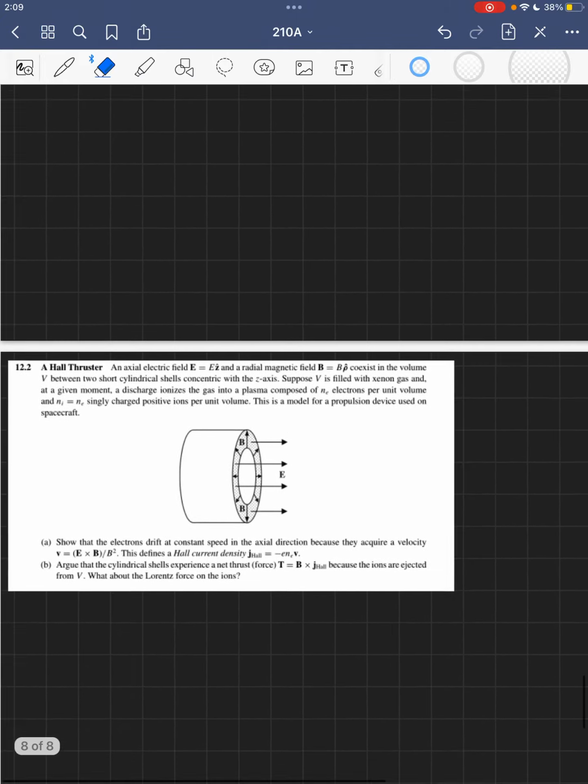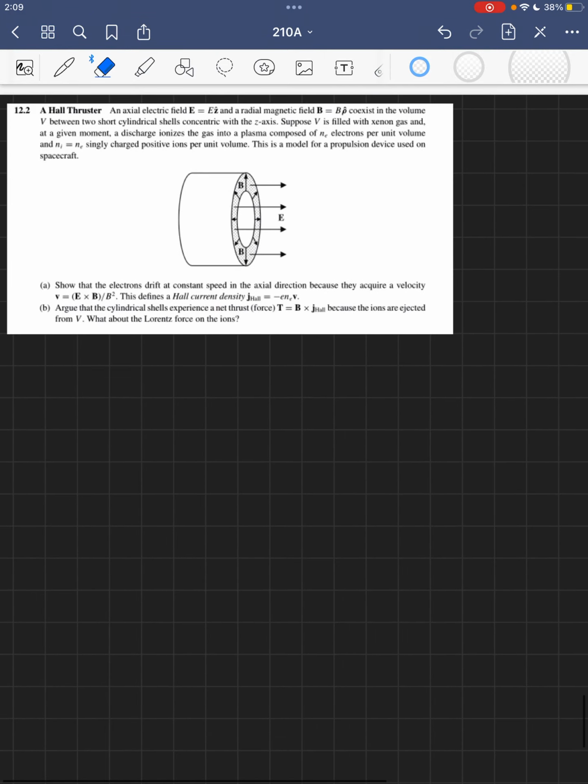So the last example I wanted to go over was this one from chapter 12, because I think it's a nice shorter example. It's about the Hall thruster. You imagine that you have an electric field going along the z-axis and a magnetic field radiating outwards along the r hat, or since it's cylindrical, the rho hat or s hat axis.